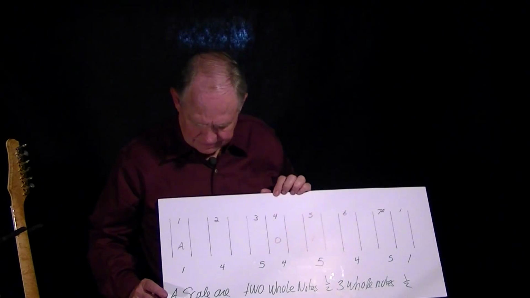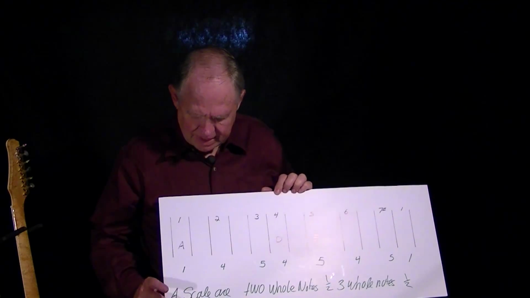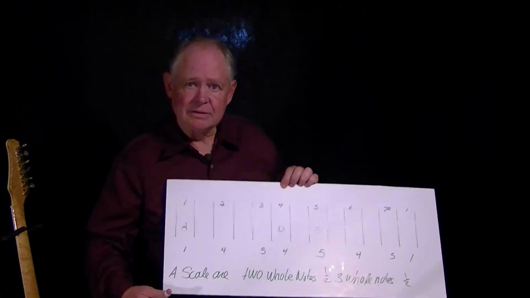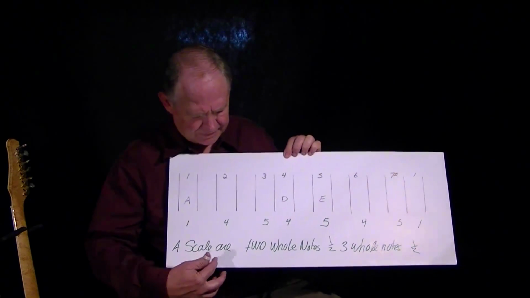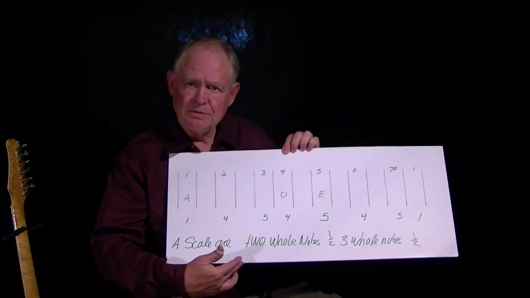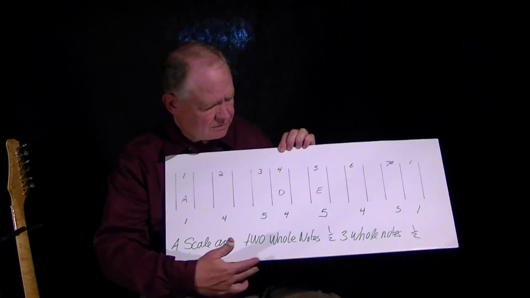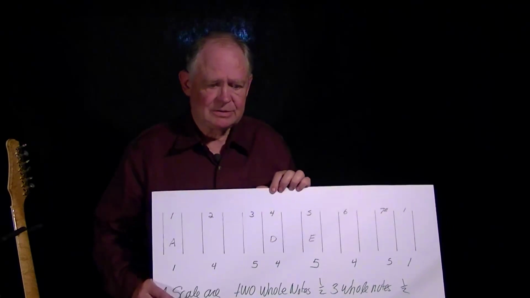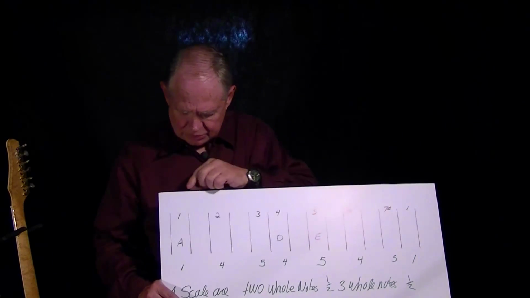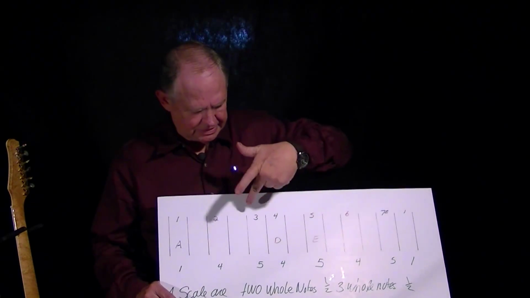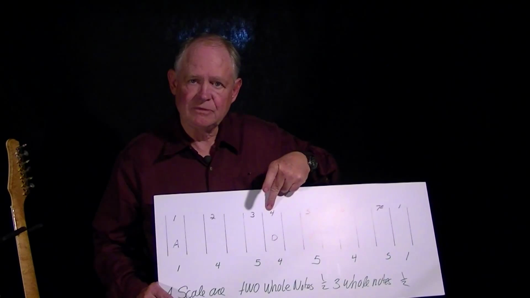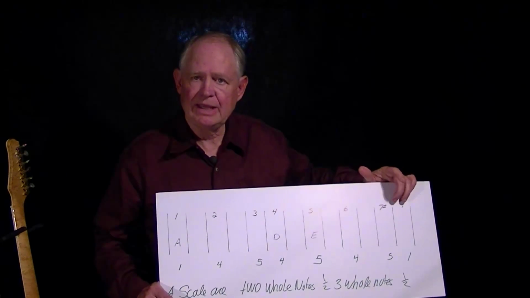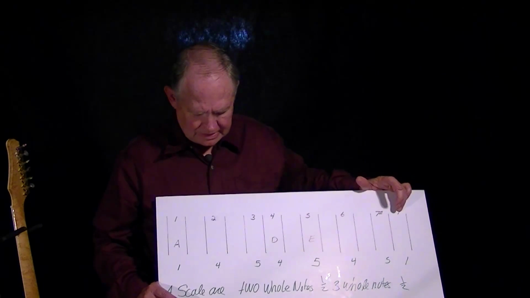And so the major scale, if you look, I've got it written right here. The major scale is 2 whole notes, a half note, and 3 whole notes and a half, which makes up the major scale. So here's 2 whole notes right here. Then you've got a half, which makes up the 4. Then you've got 3 whole notes, 1, 2, 3. And then you've got a half, which is the 1.